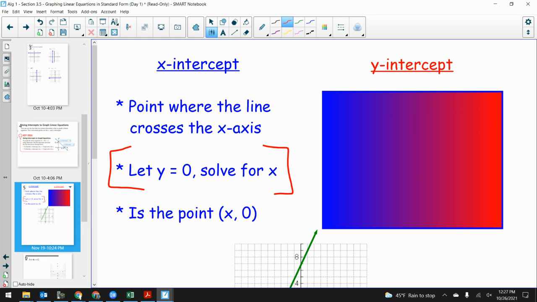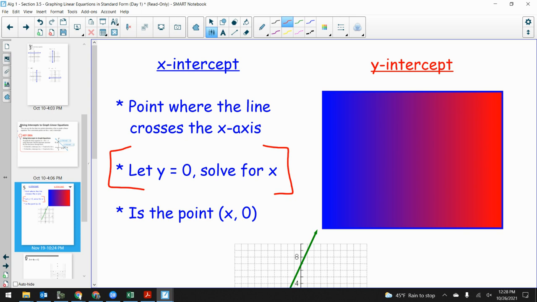You take y and turn it into 0, and then you resolve the equation for x. Let's say that again. You take y, let it equal 0, and then you resolve for your variable x. What are you going to get out in the end? A coordinate x comma 0. Again, I strongly encourage you to represent it as a coordinate x comma 0, where it's a number comma 0, like 4 comma 0, 3 comma 0, negative 2 comma 0.